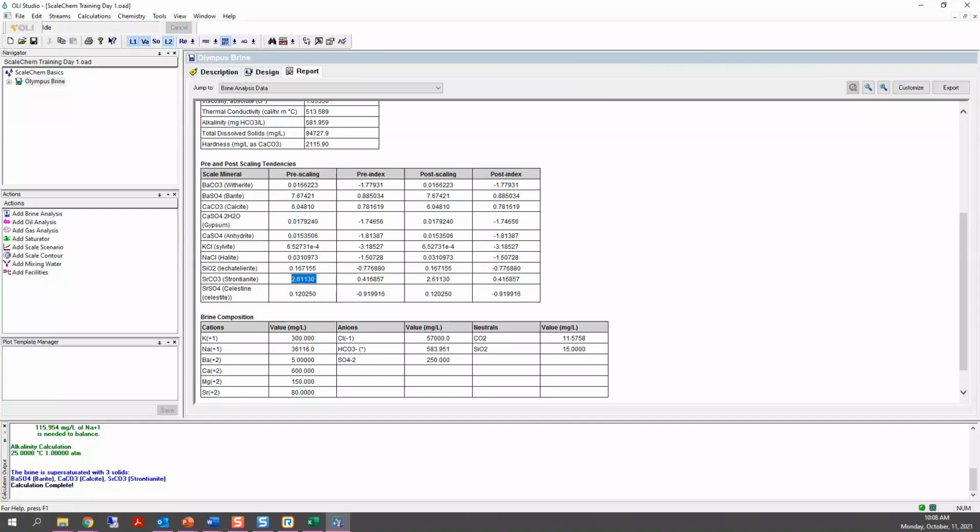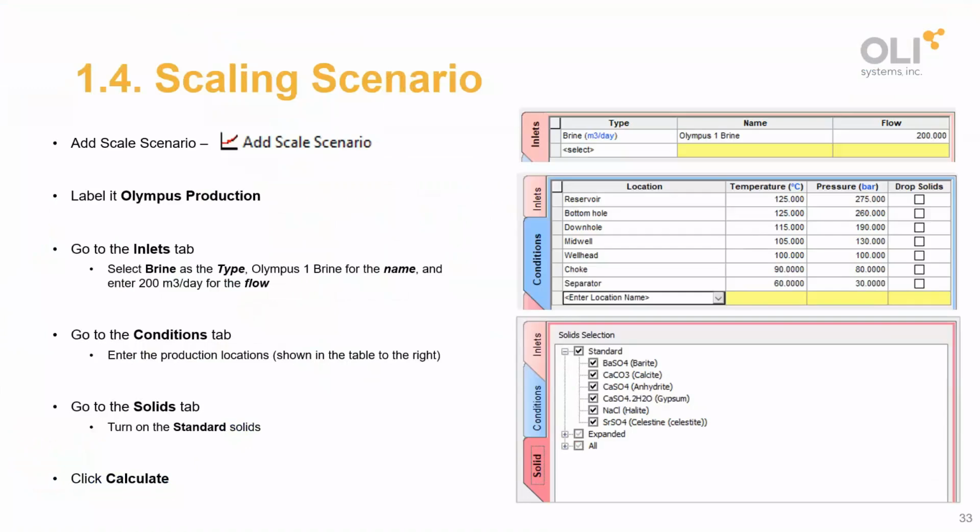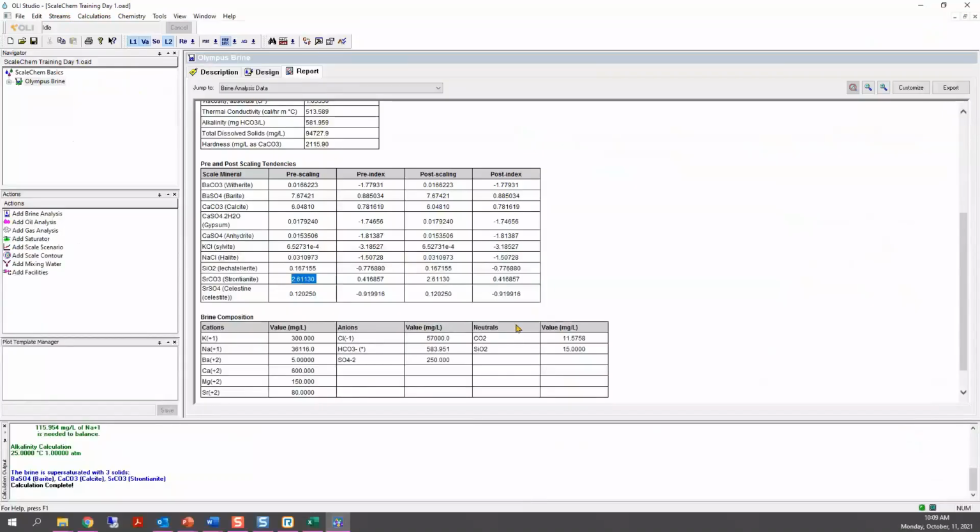Okay, what else should I show you about this table? I think that is it. That's enough information for the brine at the moment. We need to learn how to use some... Anna?